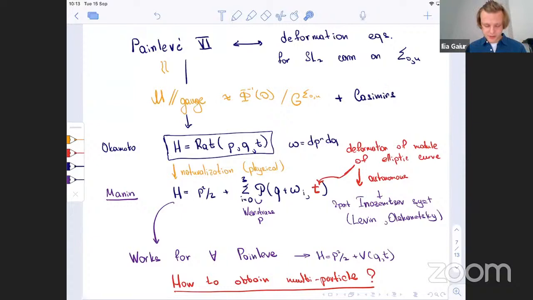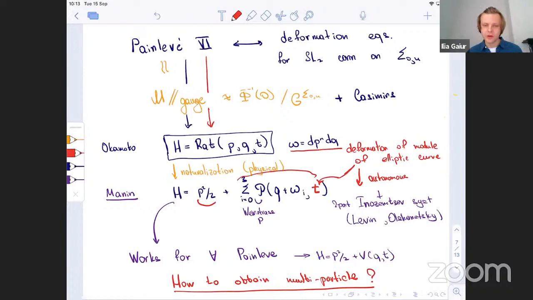And in this situation, we obtain that the Painlevé equation may be formulated as some Hamiltonian system with a rational Hamiltonian written in the Darboux coordinates. This rational Hamiltonian, rational in p and q, is quite big and wild. And the natural form, the physical form we want to obtain here, is just a kinetic part, which is p squared, plus some potential, which depends only on the coordinate q and maybe on the time.